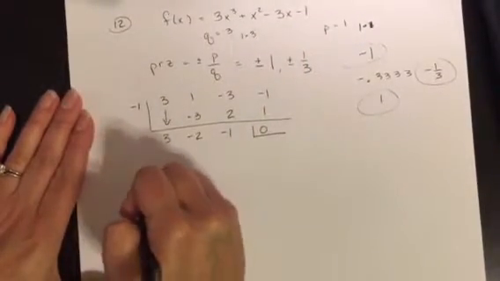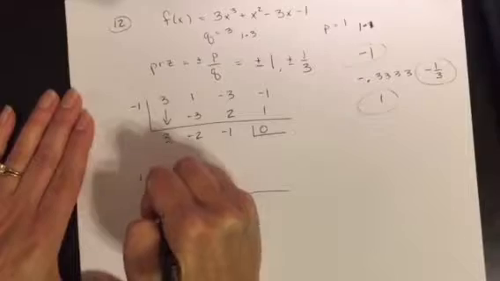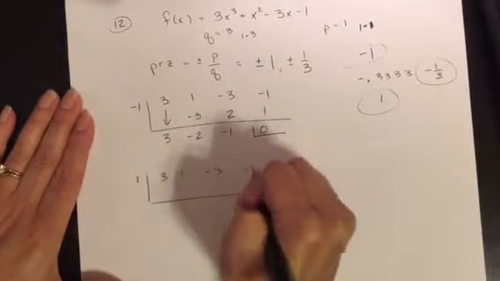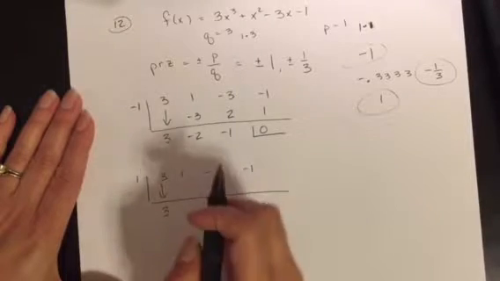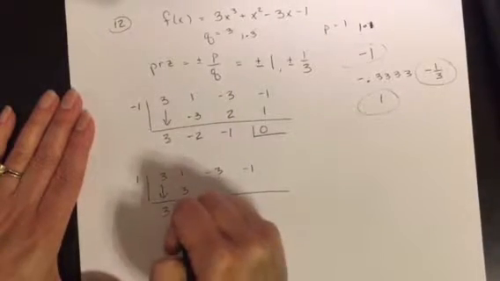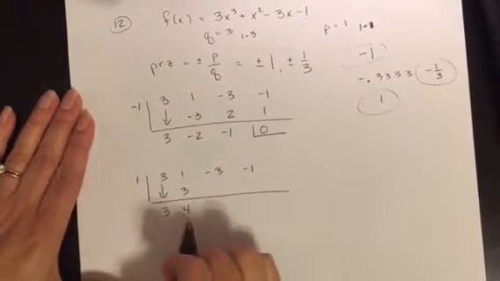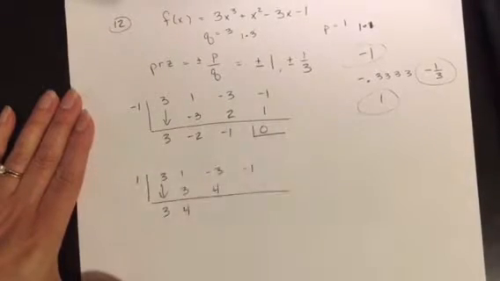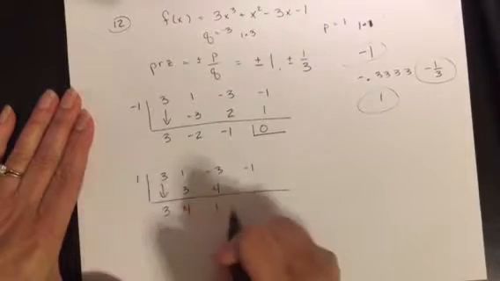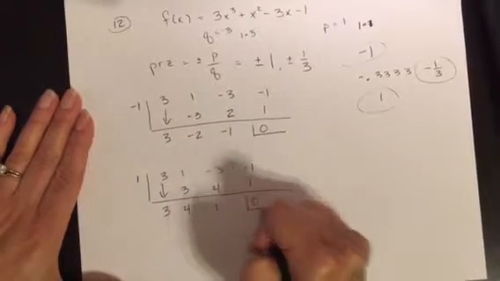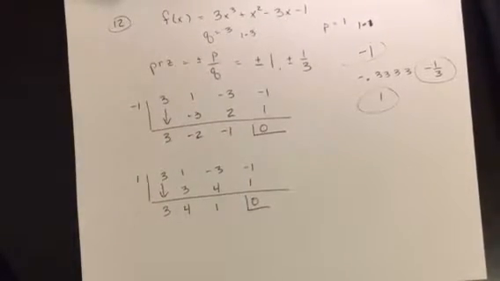So now let's go ahead and do +1. So I'm going to bring down my 3. 1 times 3 is 3. 1 plus 3 is 4. 1 times 4 is 4. -3 plus 4 is 1. 1 times 1 is 1. Again, remainder of 0. So also a rational root.